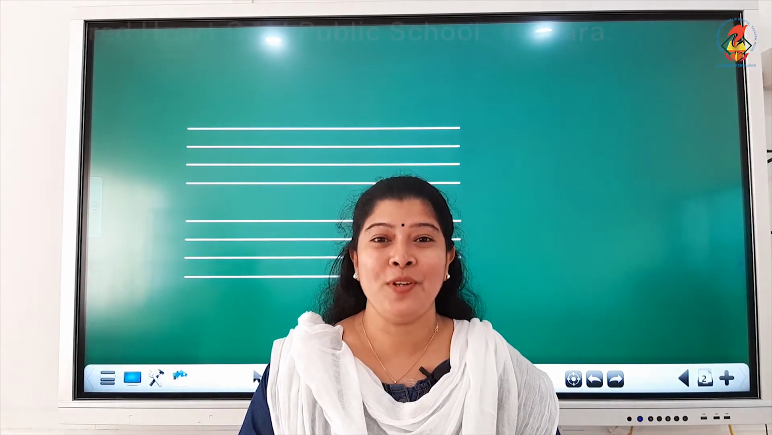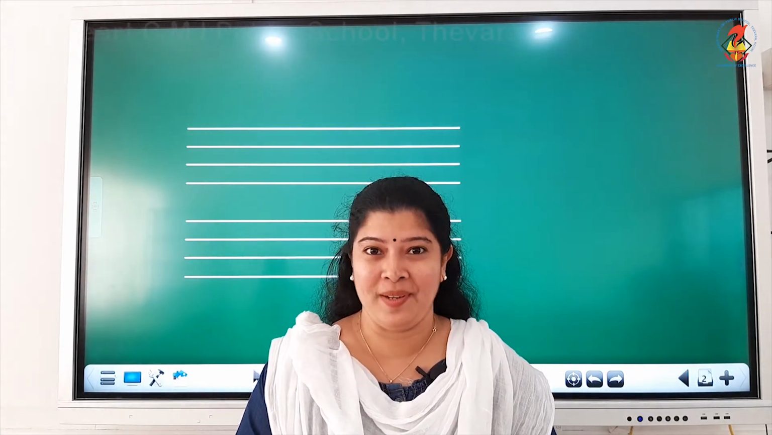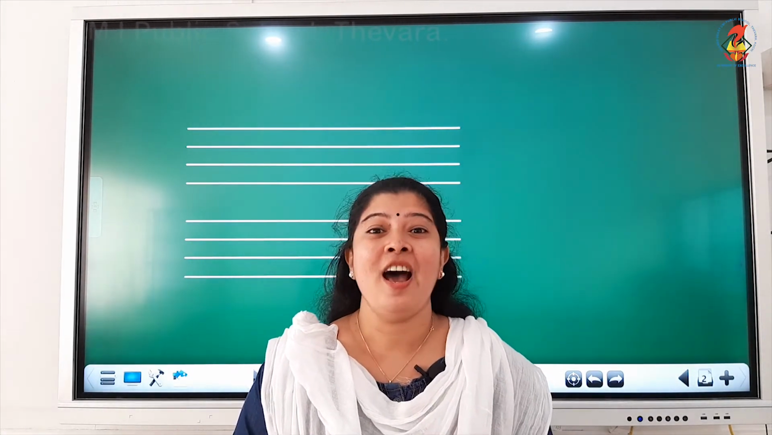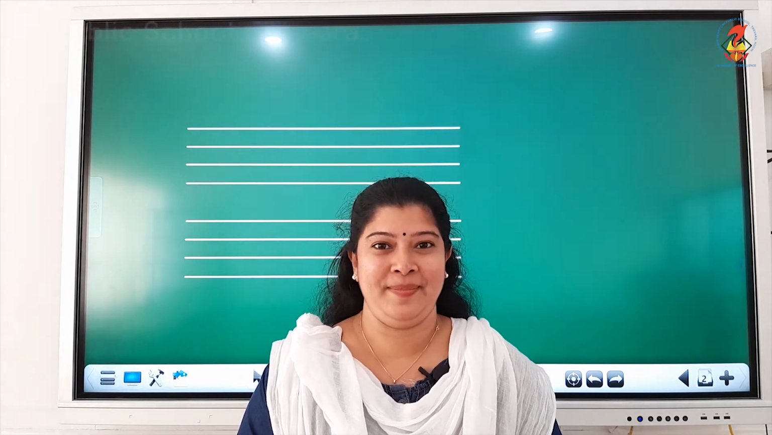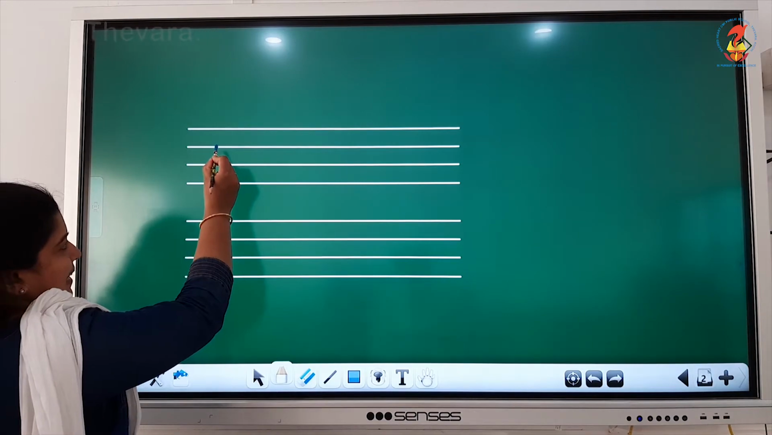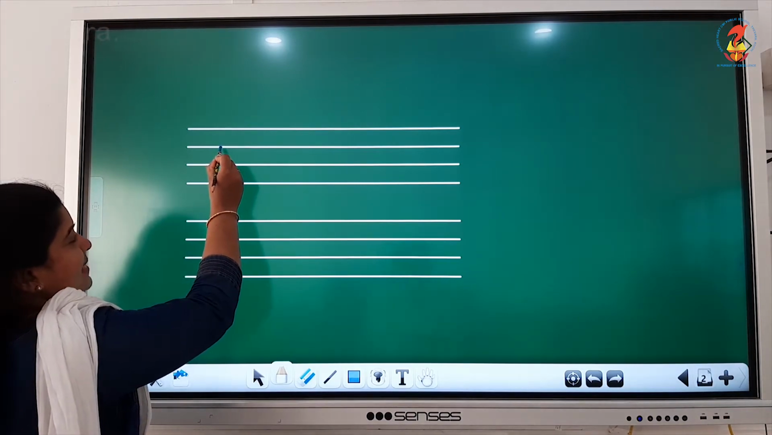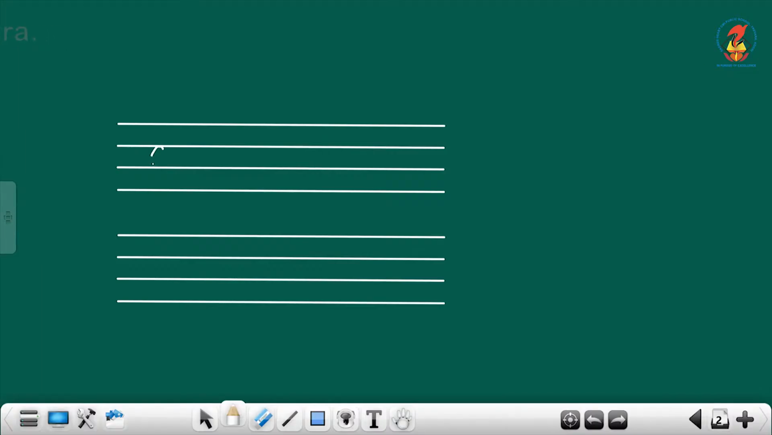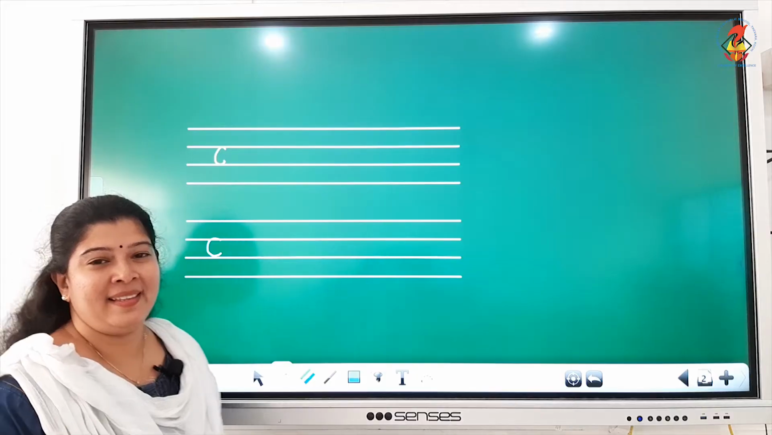Now, I am going to write letter C on the board. Listen carefully how to write in 4 lines. Start from the second line. Say and write forward curve. Letter C. Once again, forward curve. Letter C. Did you understand?